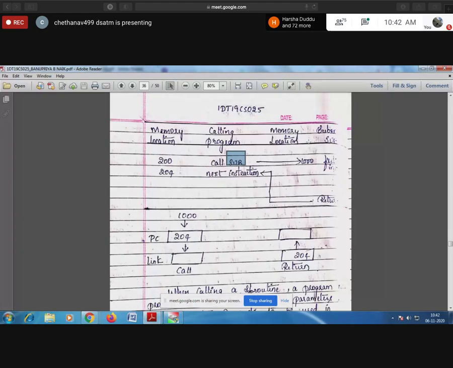After the subroutine is executed, I'll come back. What should my PC become? My PC should become 204 now. So I'll take the data from the link register to my PC. A very simple step.